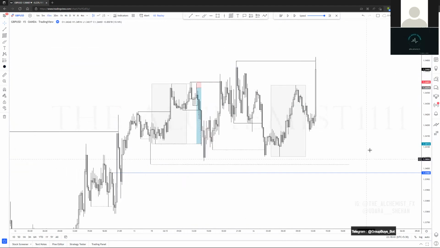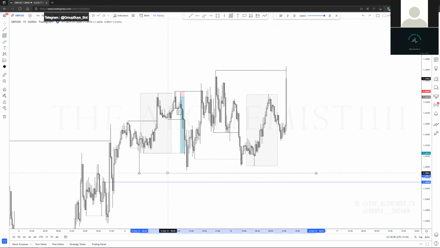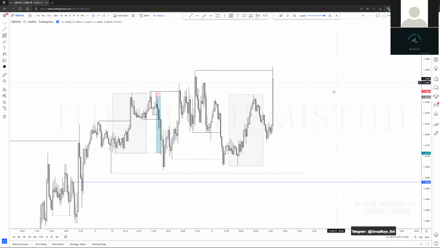So I told you, a high quality point of interest will always have liquidity above it. So here we have a very high quality zone. Can you see how they're building up? Can you see the story now? For 2 days, almost 3 days, they built up this liquidity for this. Okay, now let's wait.